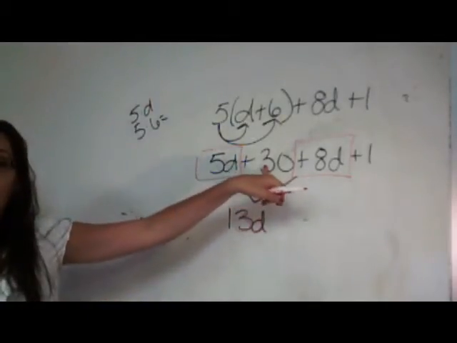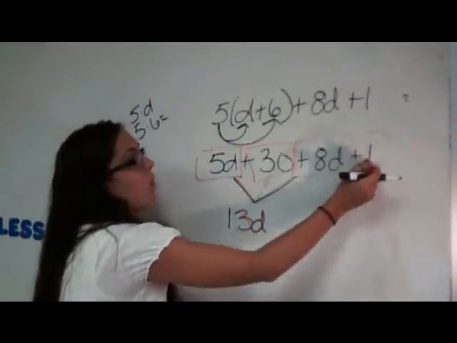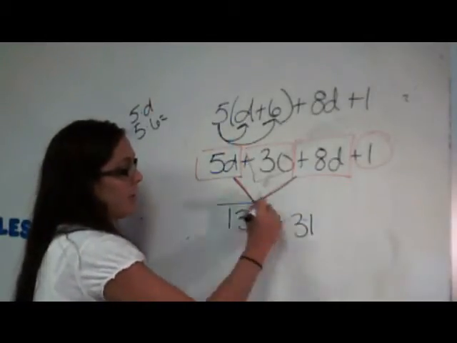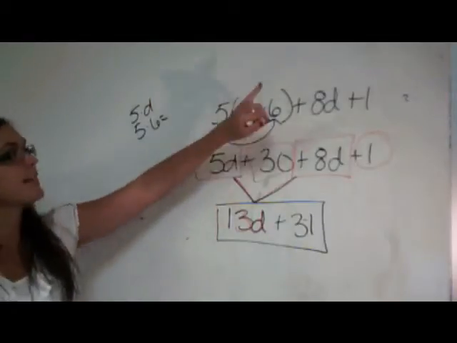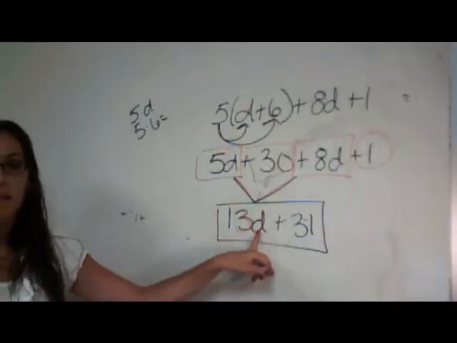And then we have 30 as the next one that I'm going to look at, and then we have 1. Those are your constants, so 30 plus 1 is just going to be 31. So our original problem of 5 parentheses d plus 6 parentheses plus 8d plus 1 is the same thing as 13d plus 31.